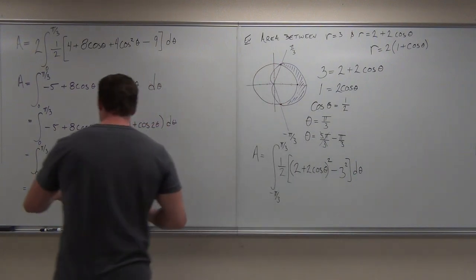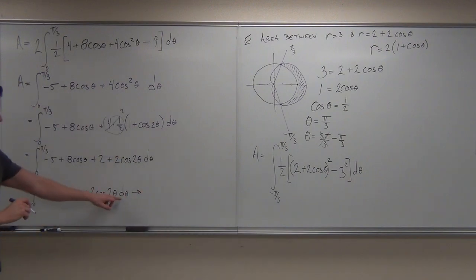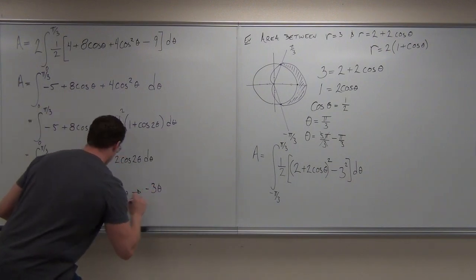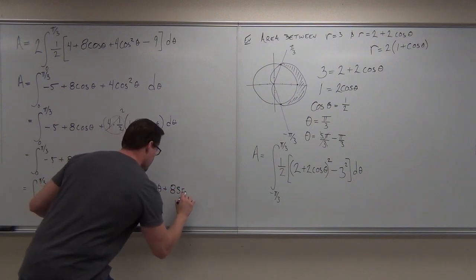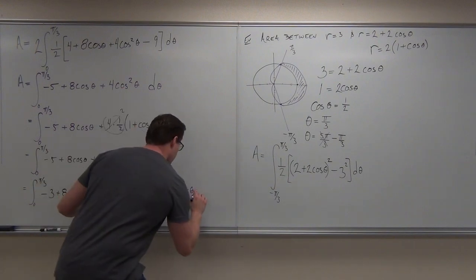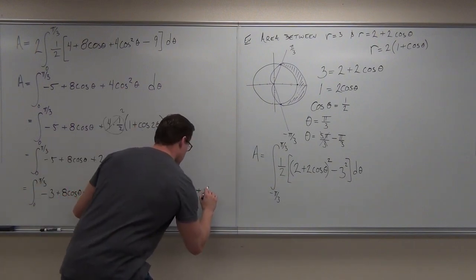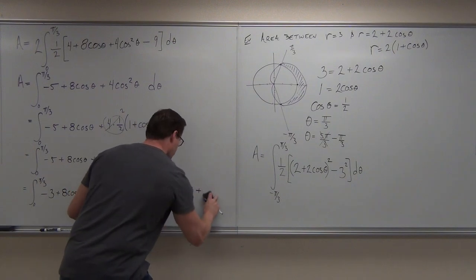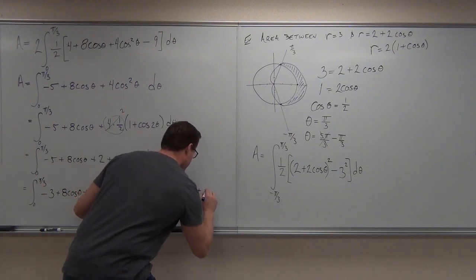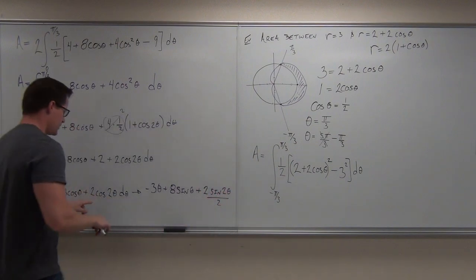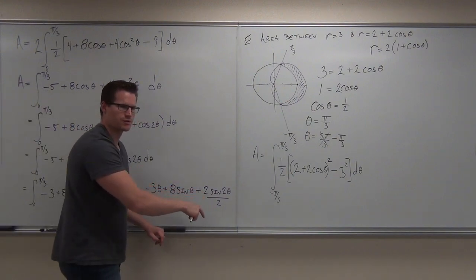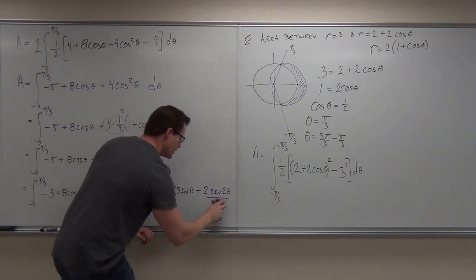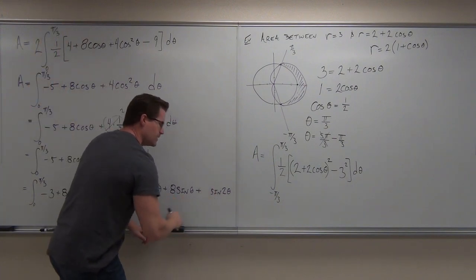Okay. So if we integrate here, remember it's d theta, so we're going to have negative 3 theta. We're going to have plus 8 sine theta. We're going to have plus sine 2 theta. Actually, what you get is 2 sine 2 theta over 2. You get 2 sine 2 theta divided by the derivative here, but your 2's are going to be gone. Show of hands if you made it that far on your own. That's great. That's fantastic. Now what?